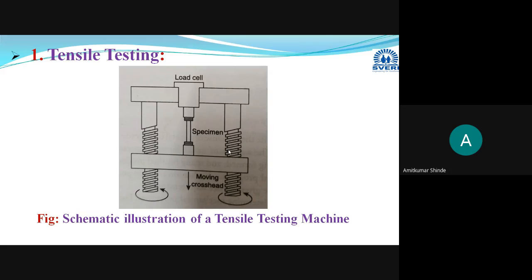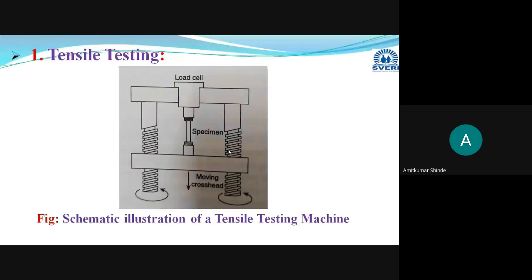Then at the second point, you have to again increase the load, and then measure the corresponding changes in the length and diameter. You have to continue with this procedure. Gradually you have to increase the load, and you have to take the readings related to the changes in the dimensions, that is, the change in the length and the change in the diameter.